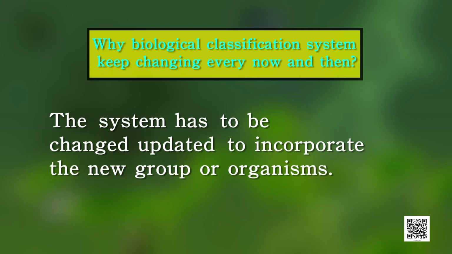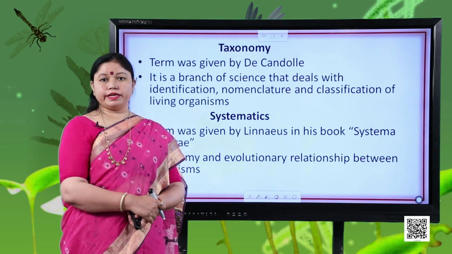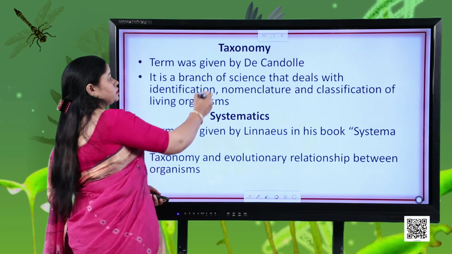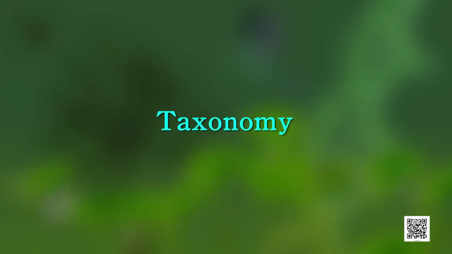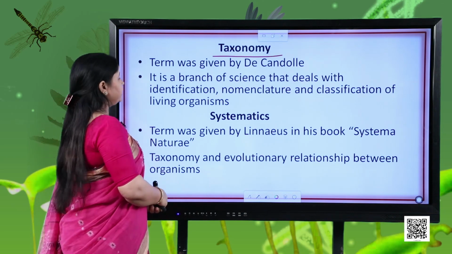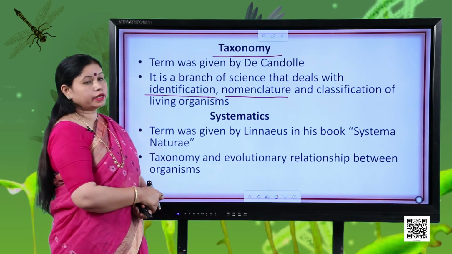The system needs to be updated regularly to incorporate this new group of organisms. Let us discuss various branches of biology that deal with classification. The first branch of biology is known as taxonomy. This is the branch that deals with identification, nomenclature and also with the classification of living organisms.